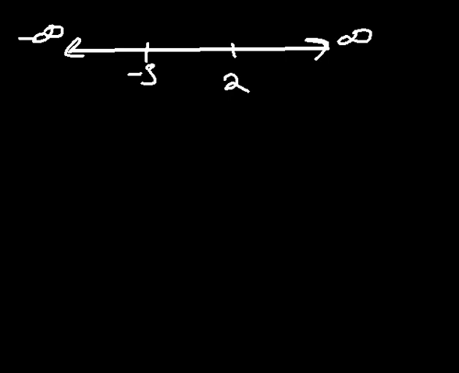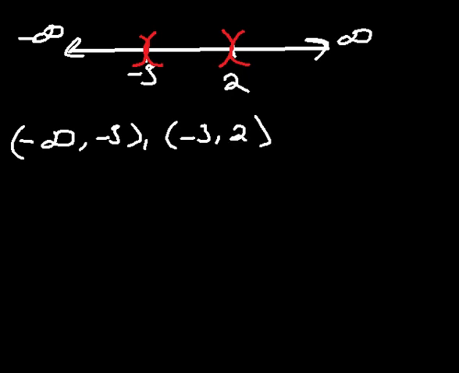So now we'll have these intervals: this interval, this interval, this interval. Since the inequality symbol is given as less than, it means the brackets have to be open brackets. So take note of that. The intervals are given as negative infinity, comma negative 3; negative 3, comma 2; and 2, comma positive infinity.